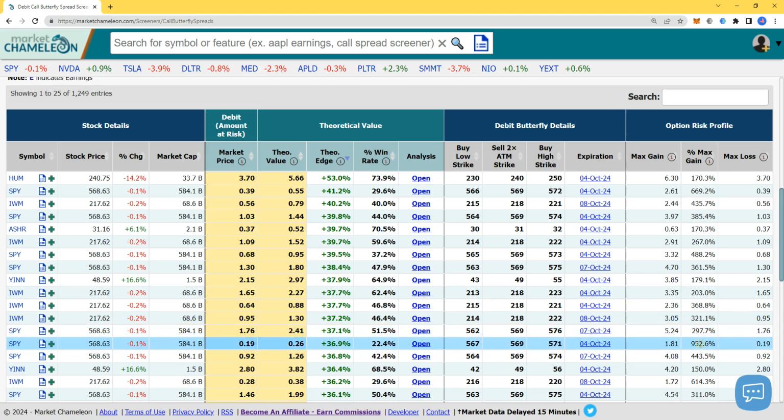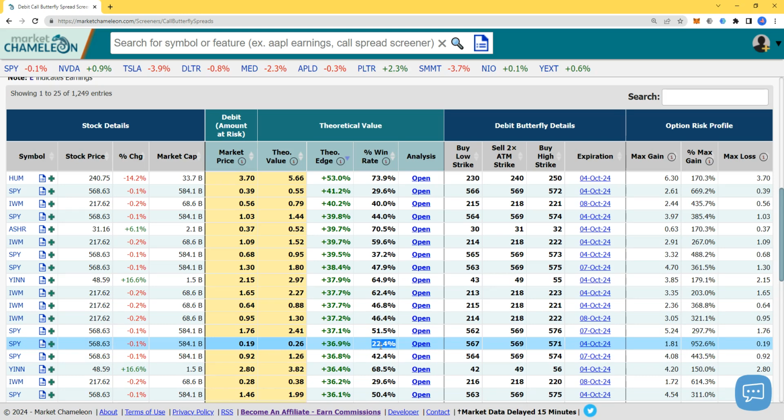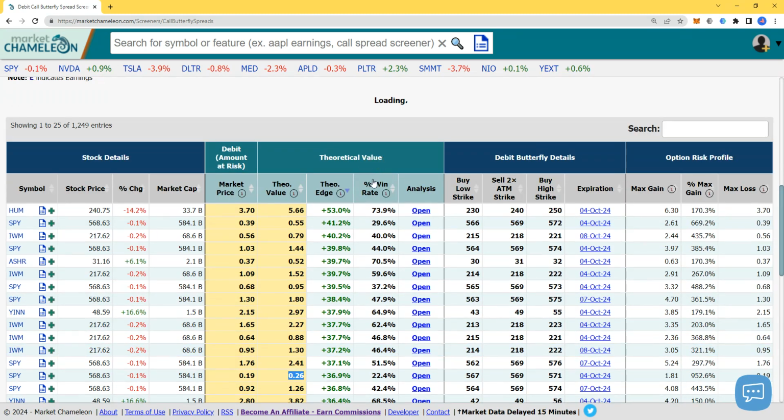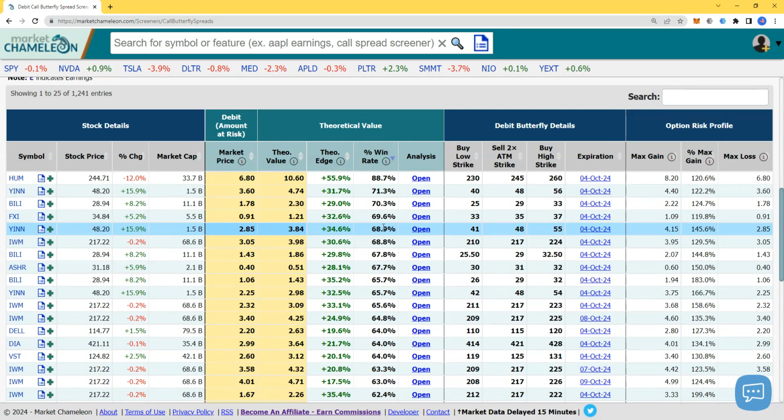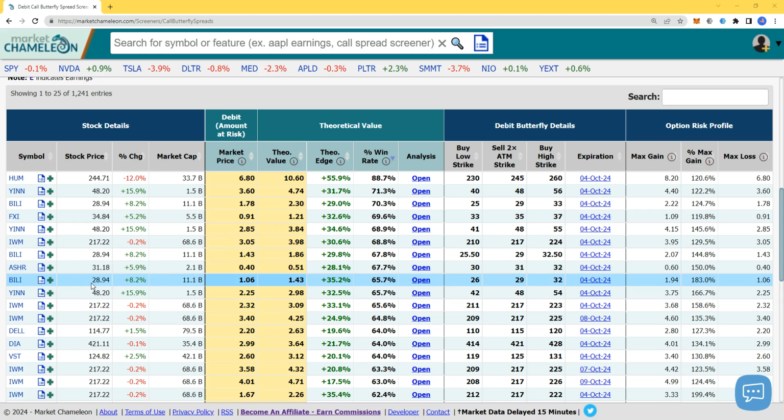Now, yes, you get almost 10 times more payout, but you see your win rate is 22%. That's something to consider. By theoretical edge, here you're paying a debit of $19 compared to 26, which is pretty good. But if you want to go by win rate and stay more conservative, basically for this butterfly, you can filter by win rate percentage. Now, the higher the win rate, the more it will cost, and you will make less theoretically.